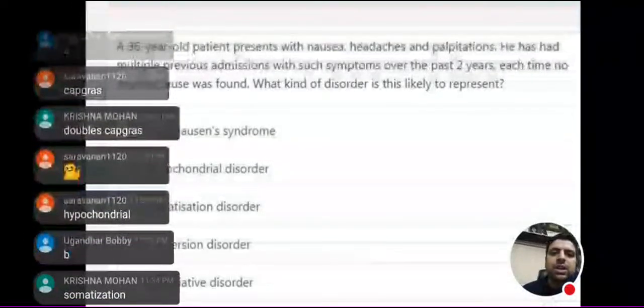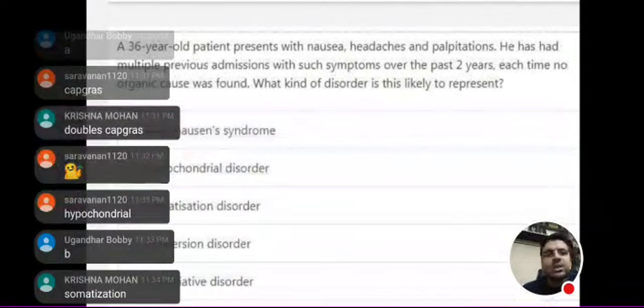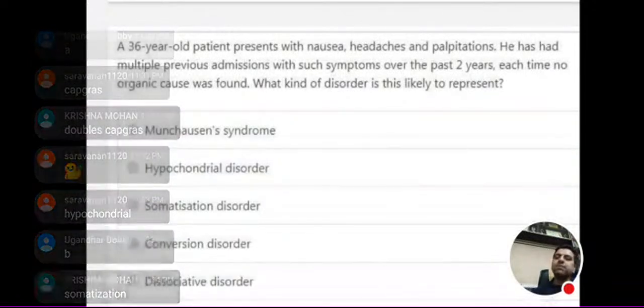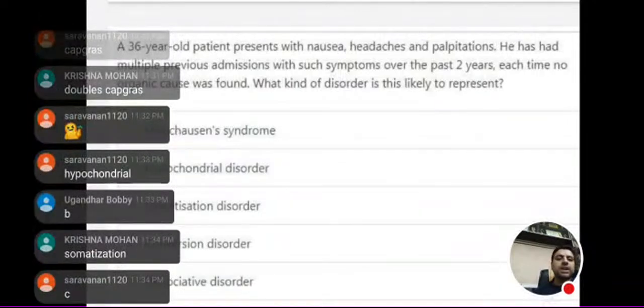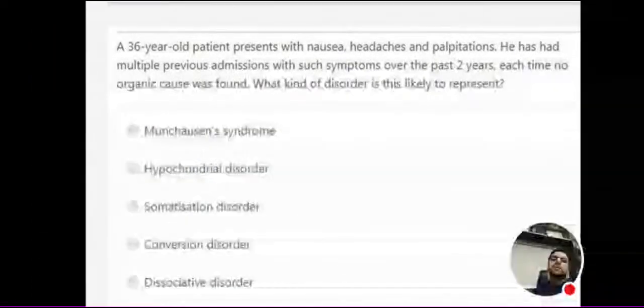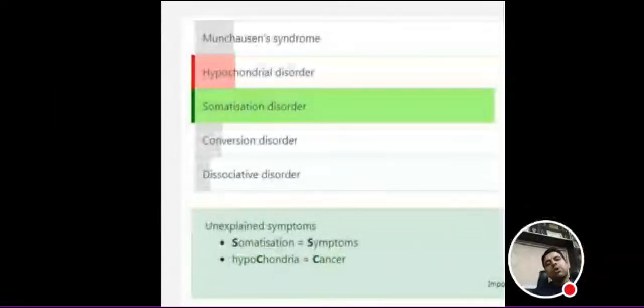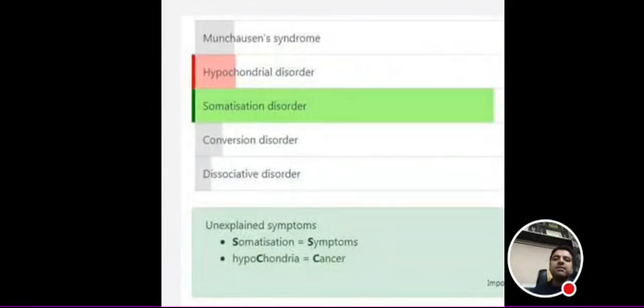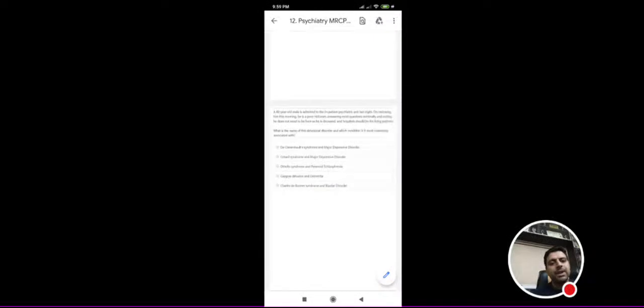Somatization, Krishna Mohan and Bobby, it's not hypochondriasis. Somatization is when symptoms like GI symptoms, nausea, headache, and palpitation vary. So this is somatization syndrome. In hypochondriosis, the patient feels he is suffering from cancer or maybe he has HIV/AIDS. So hypochondria means cancer or HIV. Somatization means only symptoms, multiple symptoms. Okay, pain.